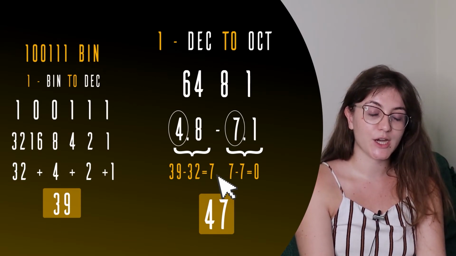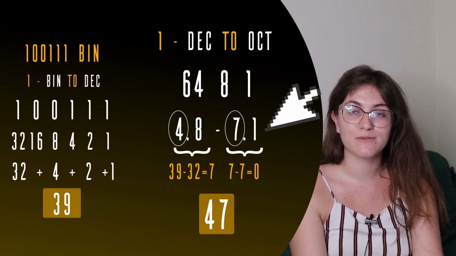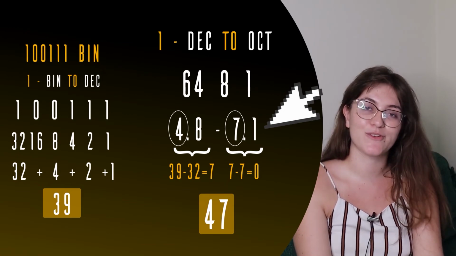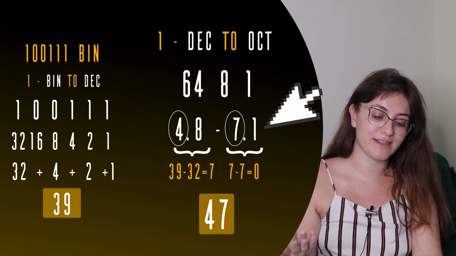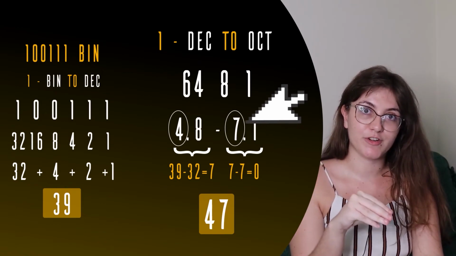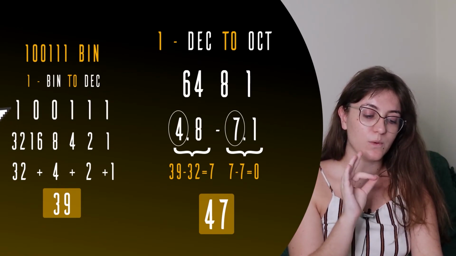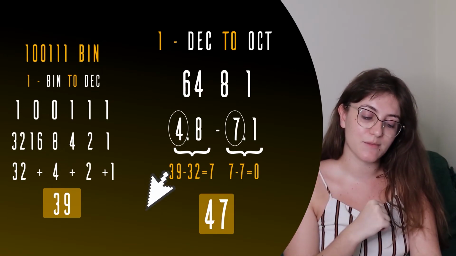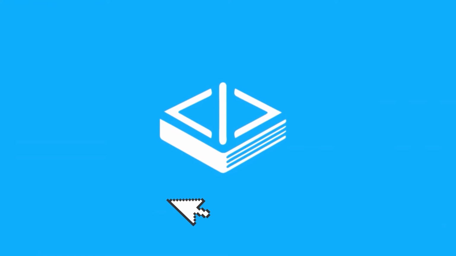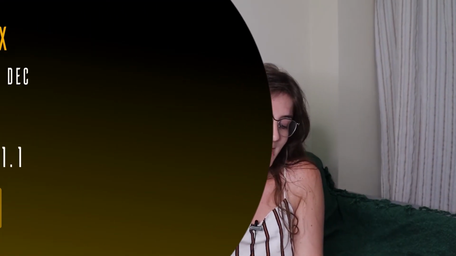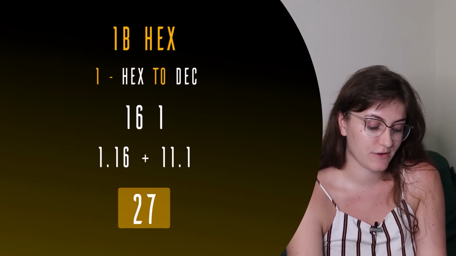Next, we're gonna check which number times 1 returns 7. So it's the number 7 itself. And then we finally finish this conversion. So we know that 100111 in binary is the same thing as 47 in octal. All right. And now let's do the last problem. So we're gonna convert 1B in hexadecimal to binary, okay?